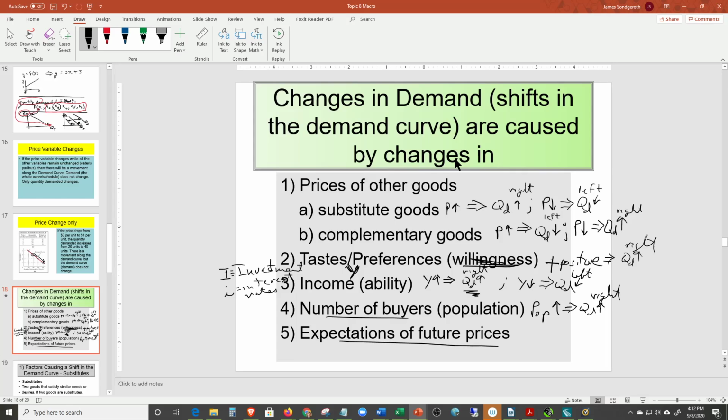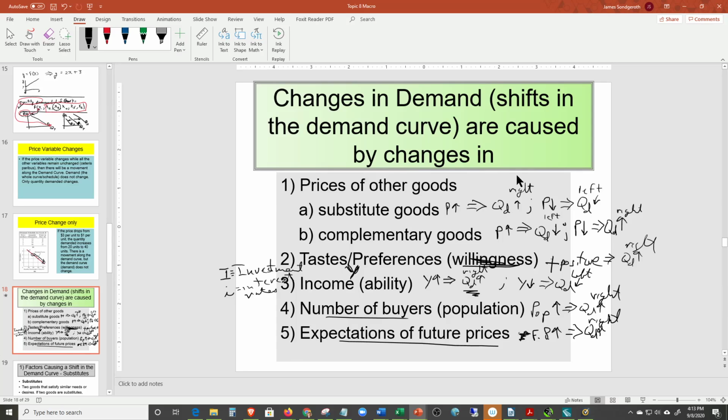Expectations of future prices or availability. So if expectations are that future prices are going to go up, everything else the same, this will lead you to buy more right now before they go up, and shift demand to the right, right?